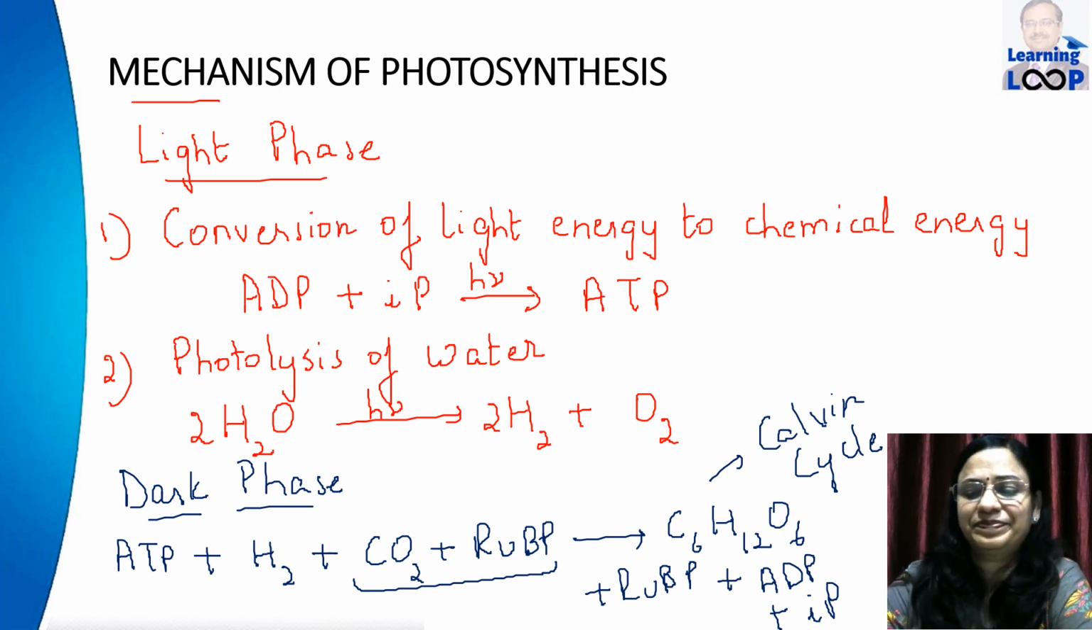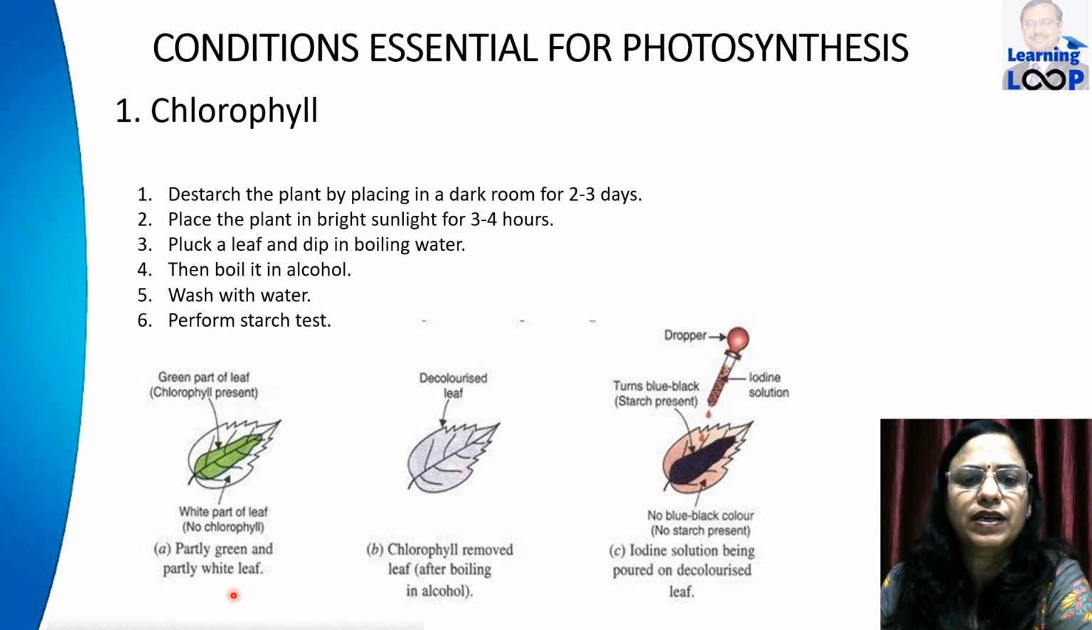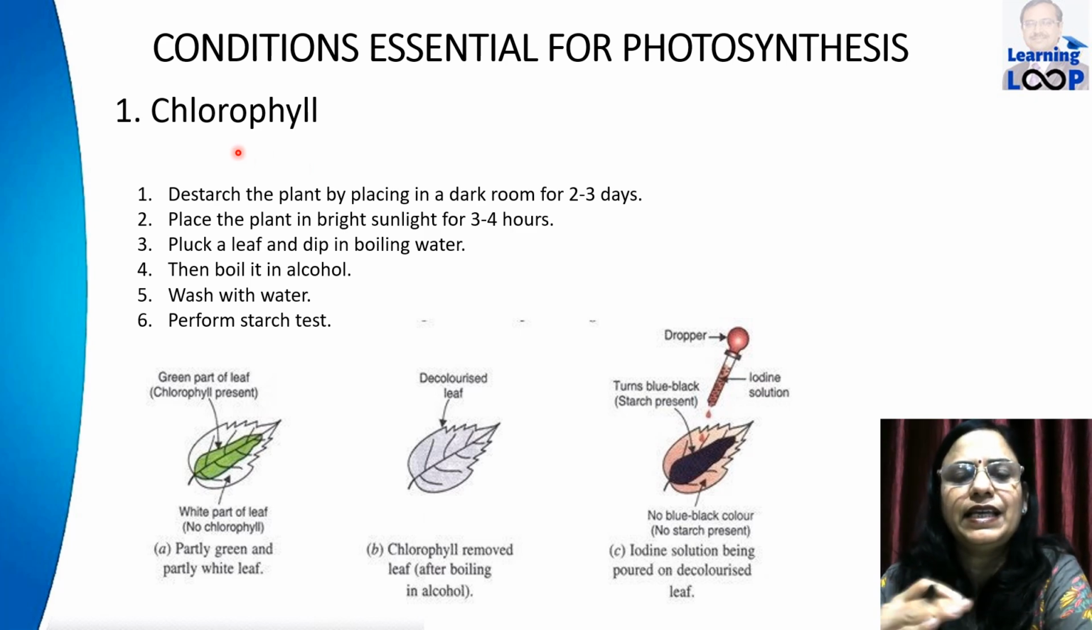Now coming to the conditions essential for photosynthesis, we know there are 4 conditions that are essential: presence of chlorophyll, presence of sunlight, presence of carbon dioxide, and presence of water. So there is a common procedure by which we can identify that each one of these conditions is equally important, and even if one of these conditions is not satisfied, the process of photosynthesis will not take place.